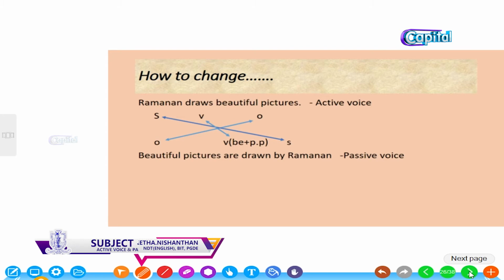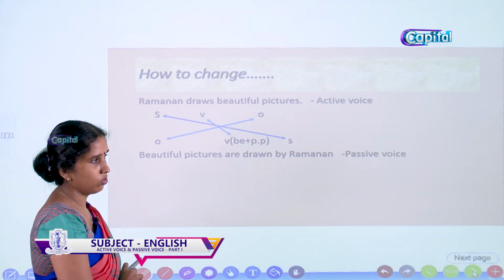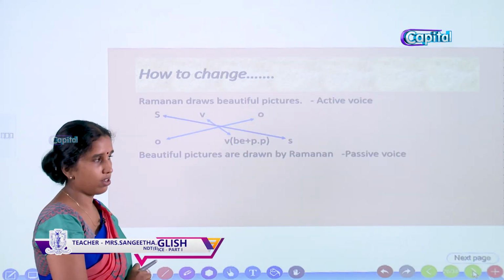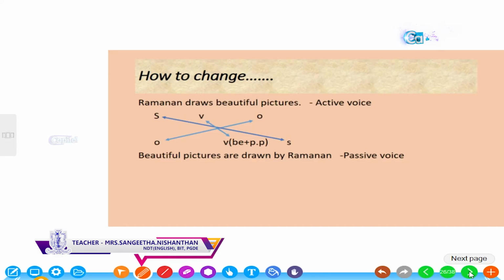How to change? Ramanan draws beautiful pictures. This is an active sentence. Who? Ramanan. So, the subject is Ramanan. What does he do? The action, that is the verb, draws. It is in simple present tense. What does he draw? Beautiful pictures. This is the object. So, when changing into passive voice, the object should be brought forward.